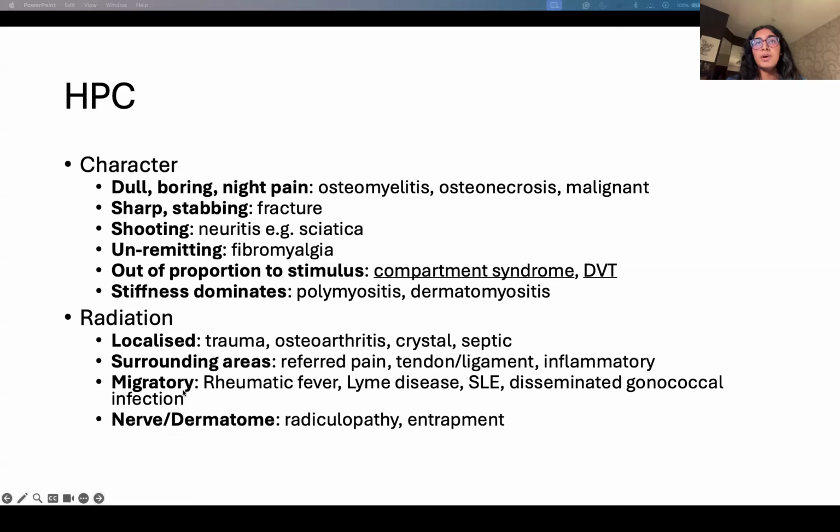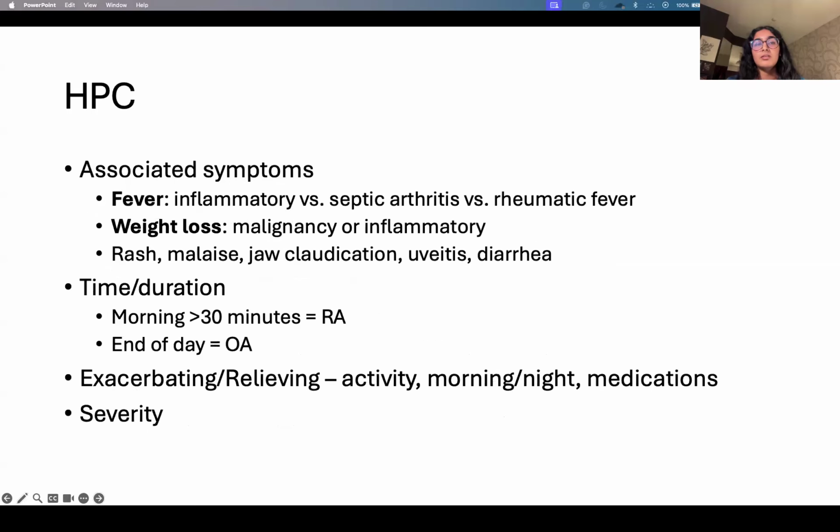Migratory pain, that's another buzzword, especially in all of these conditions. So rheumatic fever, Lyme disease, lupus. You might see this specific word being used. For nerve or dermatome specific, so especially if we're talking about something like shingles or a really specific dermatome being followed, these are some of the diagnoses that you might want to think about. Okay.